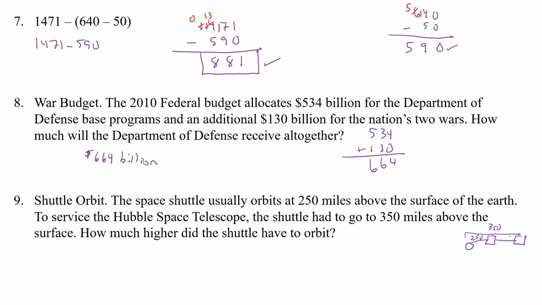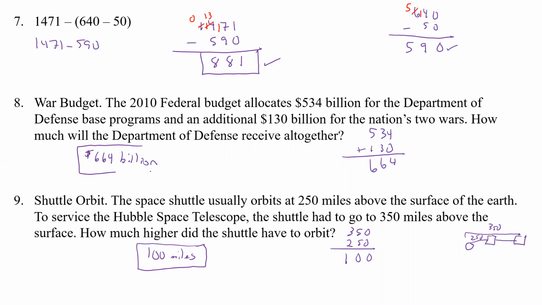Well, the total distance that it had to go to get here to the Hubble telescope was 350 miles. So that's the big number. And if we subtract off that first part, we should get this part because we take the whole thing minus the part here. That should leave that part here. So sometimes drawing a picture helps. So if we subtract off 250, 0 minus 0 is 0, 5 minus 5 is 0, 3 minus 2 is 1. So it looks like it's going to be 100 miles. That's how much higher it is.